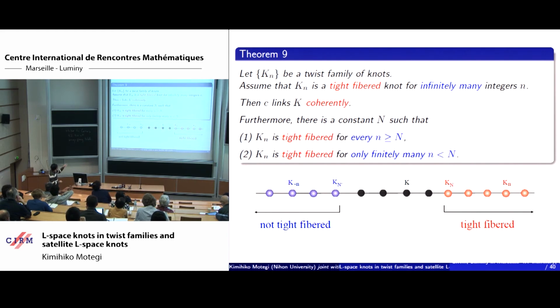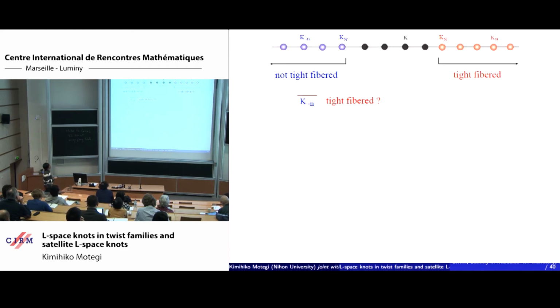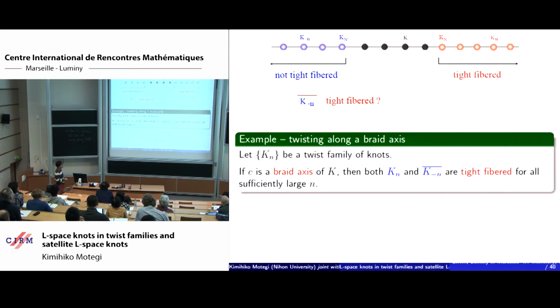But we take a little bit of care about this side. So for instance, we may ask: K minus n, on the negative side, is not tight fibered. However, if we take a mirror of them, they may be tight fibered. And actually, there is a very typical example. Let K_n be a twist family of knots. If C is a braid axis of K, then both K_n and the mirror of K_{-n} are tight fibered for all sufficiently large integers n.